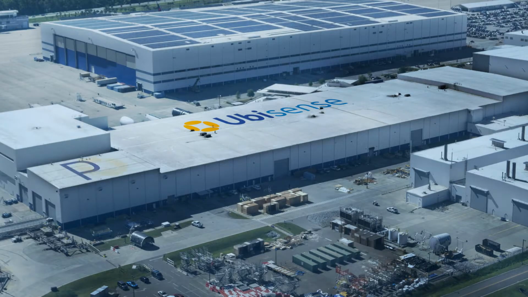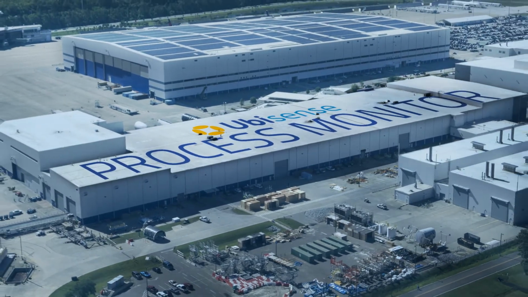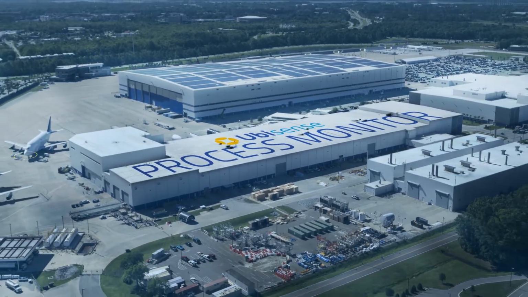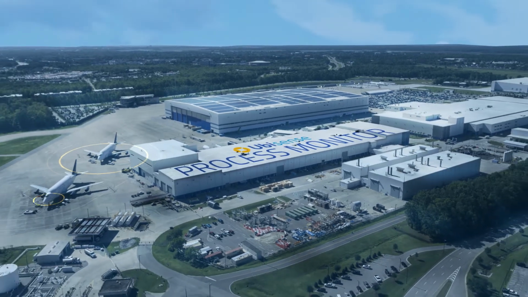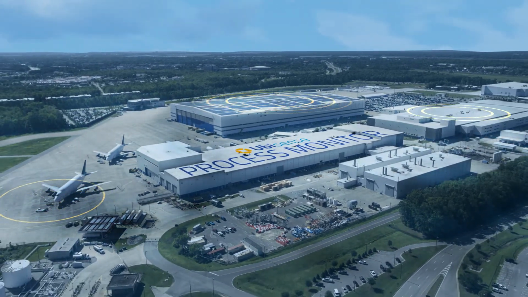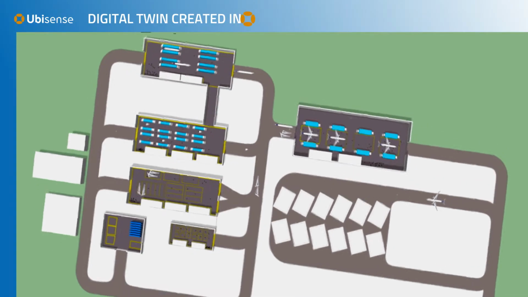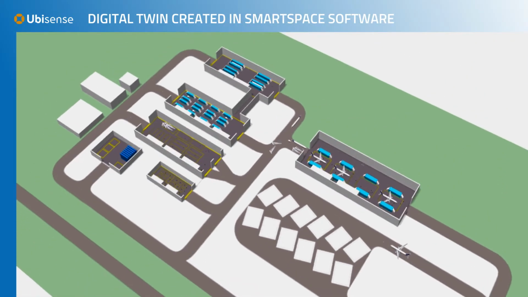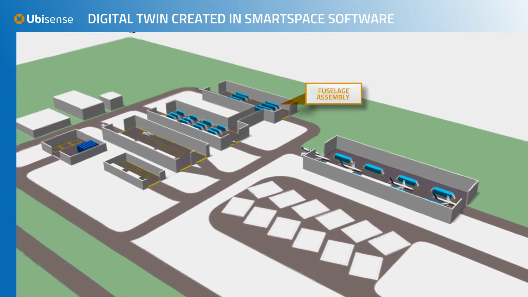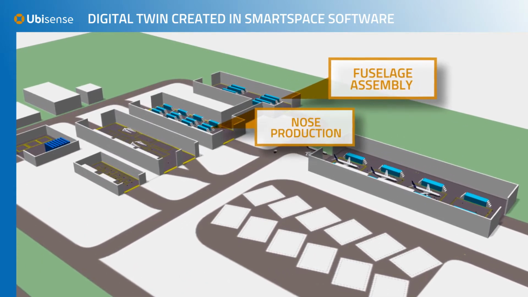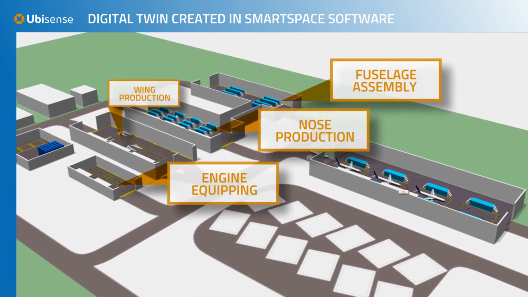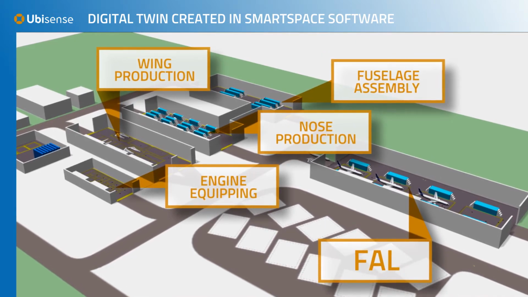In complex, large-scale manufacturing and assembly operations, Process Monitor from Ubisense provides complete, automated, end-to-end visibility of every stage of production. A digital twin of the entire facility is created in software, from fuselage assembly and nose production through to engine equipping, wing production, and final assembly.